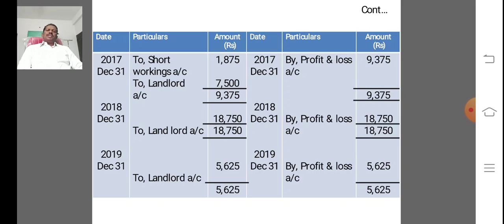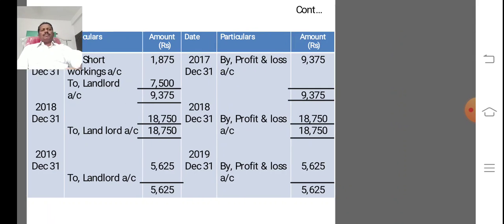In 2018, December 31st, debit to landlord account 18,750, credit by profit and loss account 18,750. And lastly, in 2019, to landlord account 5,625, credit by profit and loss account 5,625.